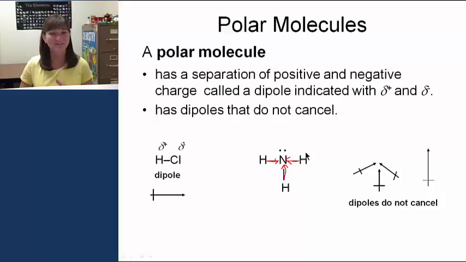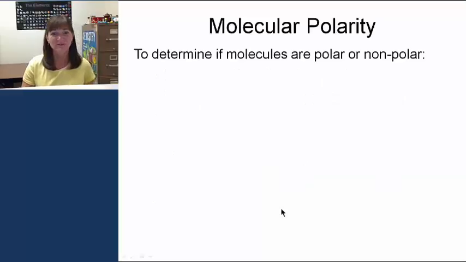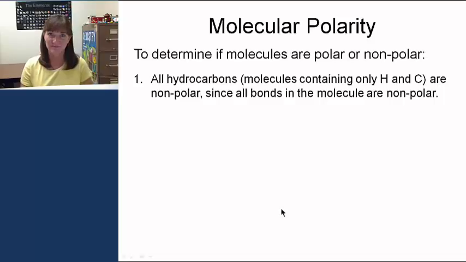So the vectors do not cancel each other out in ammonia. So this is going to lead to a polar molecule. Okay. So to determine if a molecule is polar or not. First of all, and this is a biggie that I want you to have memorized, because like I said, it's going to come up when we get to organic chemistry and biochemistry. All hydrocarbons. I haven't defined that yet, but hydrocarbons are molecules that contain only carbon and hydrogen.